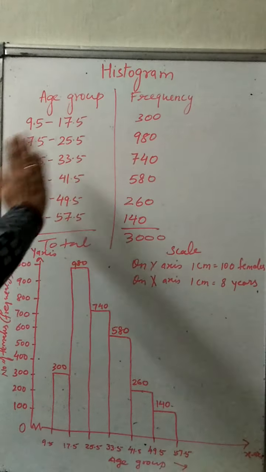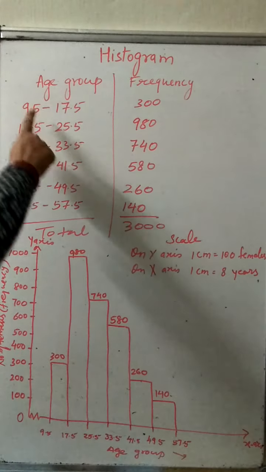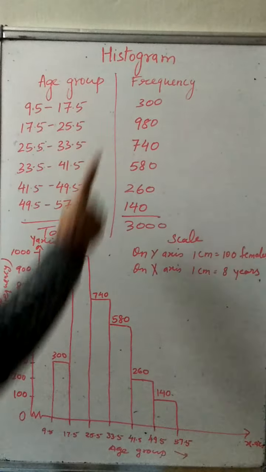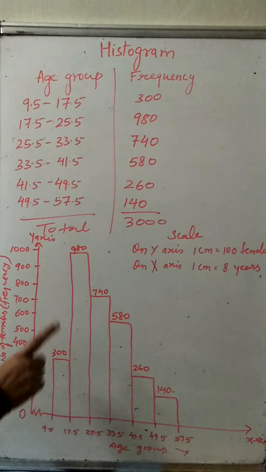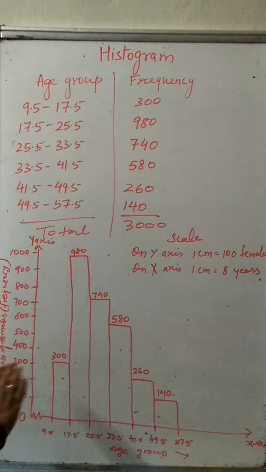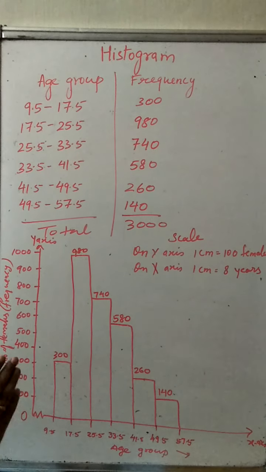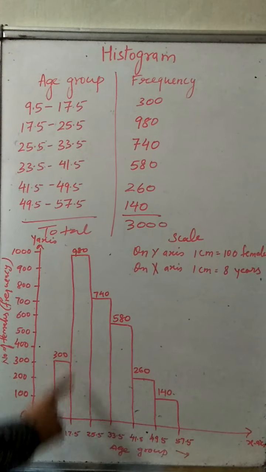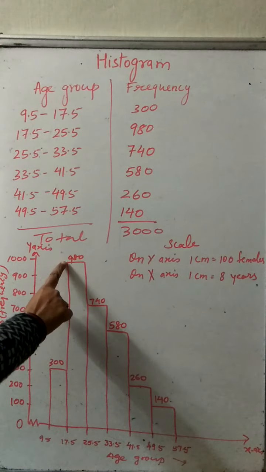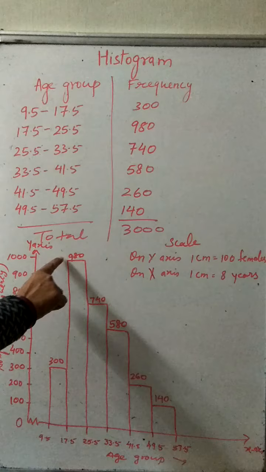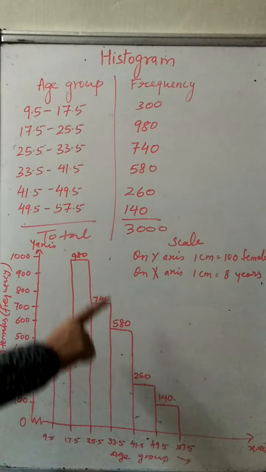Now see the data and start plotting it. So from 9.5 to 17.5, the reading is 300. So it is representing 300 almost here. You will be doing this on graph paper, so it will give you the exact figure, because this is a freehand drawing, so it is not that accurate. Okay. So now from 17.5 to 25.5, 980. So 980 is slightly less than 1000. So like this, you can count 10 divisions over here. Then you have to mark it.